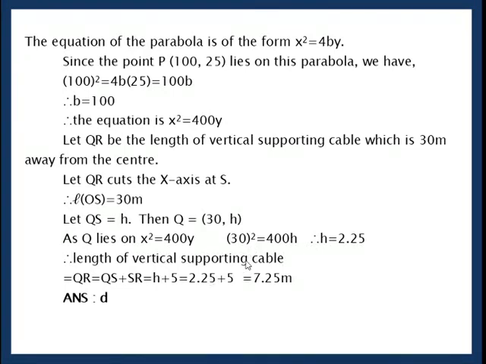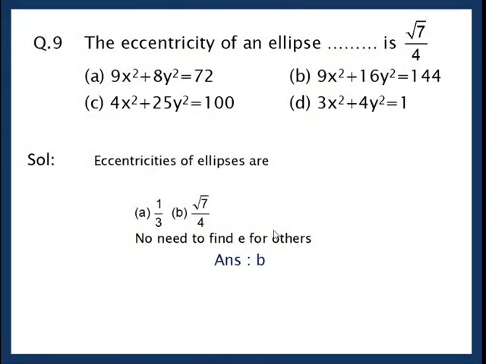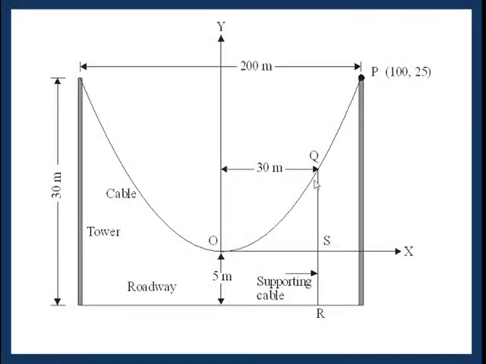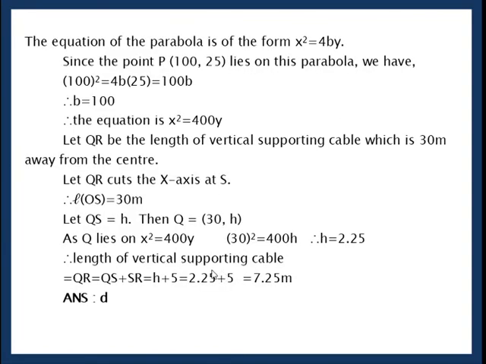So what is the length of the vertical supporting cable? It is QR. So what is QR? QR is QS plus SR. This much is 5, right? And this is found to be 2.25. So the total is 7.25. So the final answer is D, Delhi.